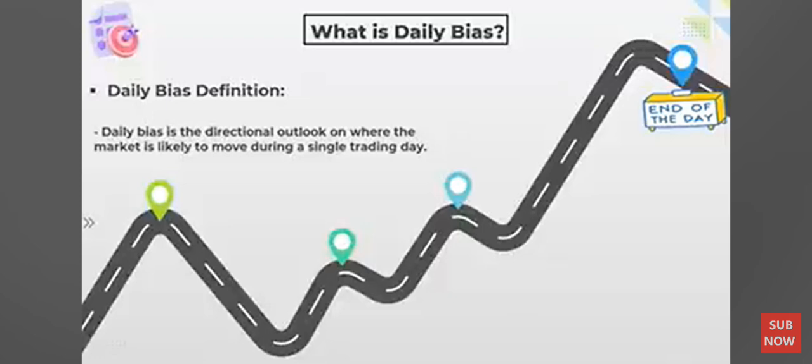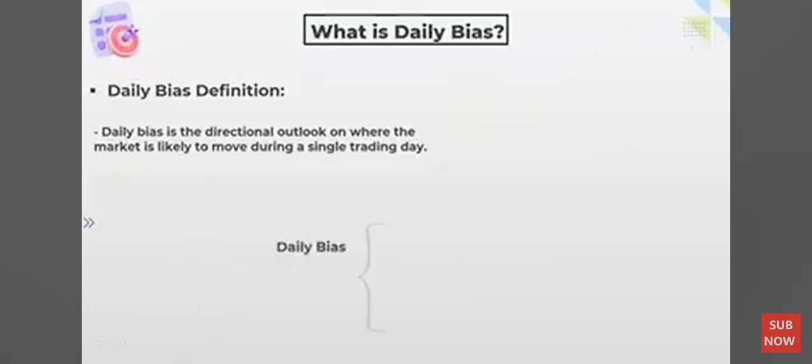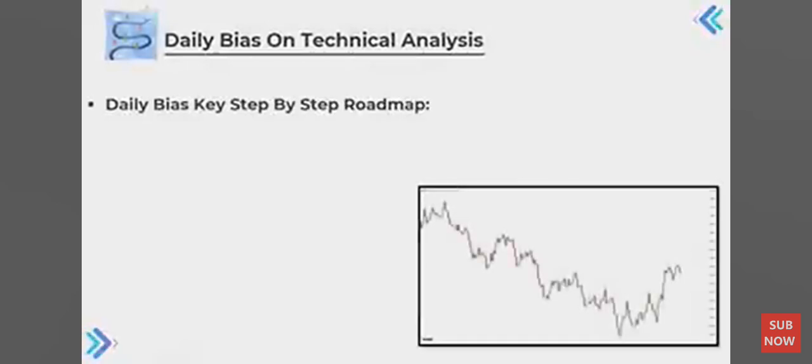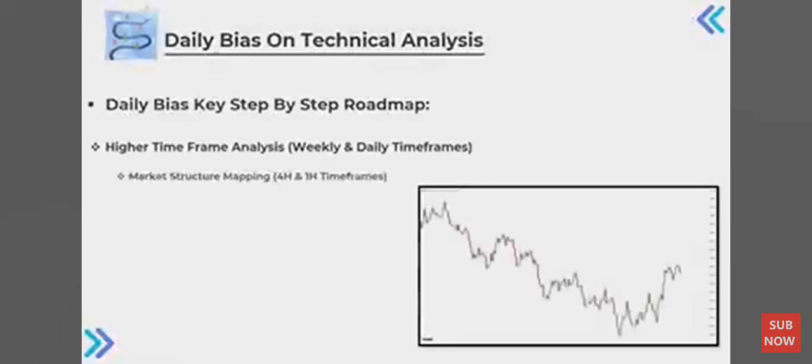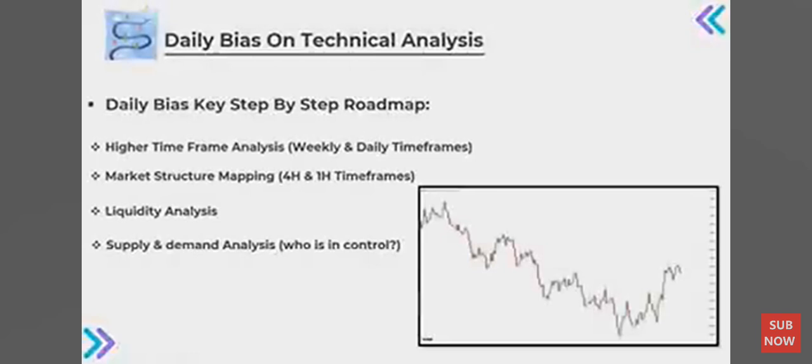It represents the anticipated trend, whether bullish, bearish, or sideways, based on technical analysis and fundamental analysis. Let's start with the technical analysis. From the technical analysis perspective, determining a proper daily bias requires following key steps. These steps will help you analyze the market effectively and set a clear direction for the day.